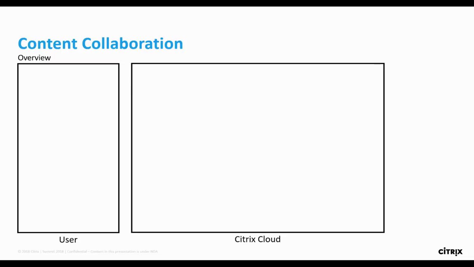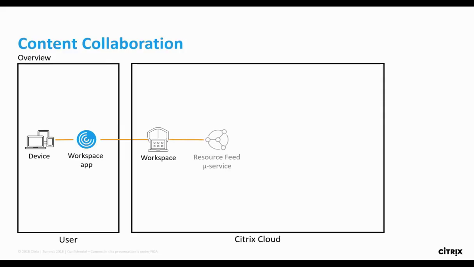So when we look at the overall architecture, and we go back here, let's walk through the user experience. Device starts up, the user launches Workspace app, connects to Workspace, and you authenticate. Now Workspace app, just like before, talks to the resource feed microservice, and realizes that, hey, you are assigned content collaboration. Now the Workspace app has an engine that can talk to the content collaboration service that gives us access to our files. So the Workspace app and the content collaboration service talk to each other to get access to this information.